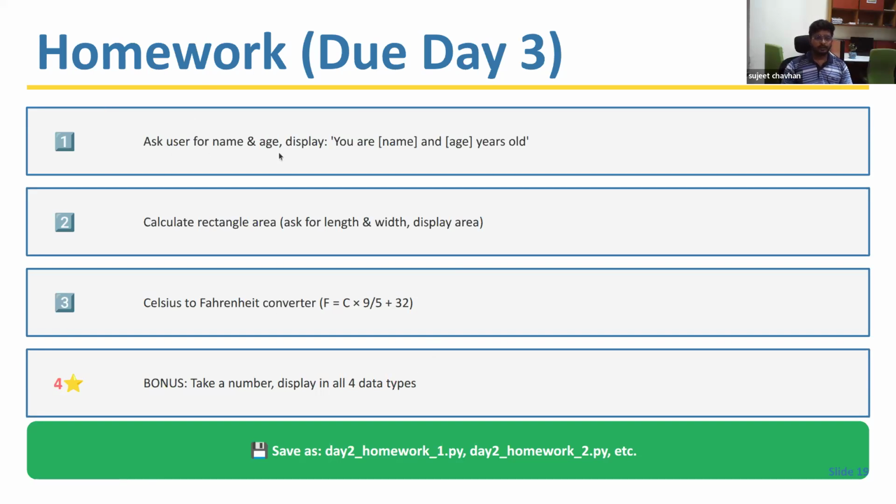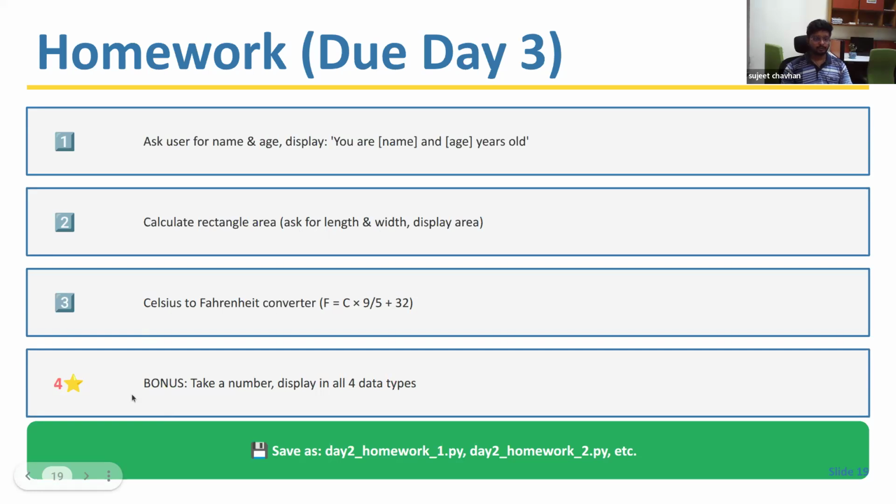Ask the user for name and age and display his name and age in code. Calculate rectangle area. This we have seen, but again, you have to do it. Ask for length and width and display area. Then a Celsius to Fahrenheit converter. Take input as Celsius, then convert to Fahrenheit, and vice versa.